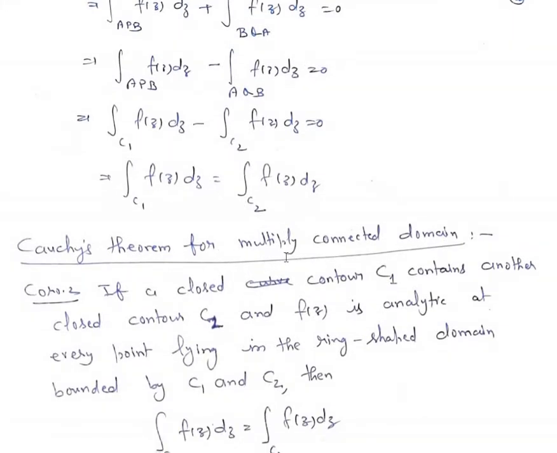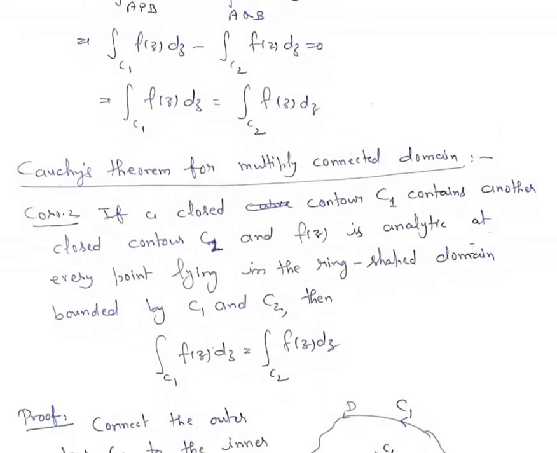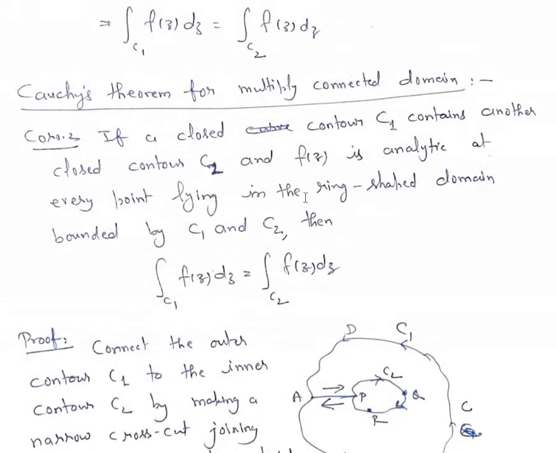Now, let us come to Cauchy's theorem for multiply connected domains. So, what does this state? This states that if a closed contour C1 contains another closed contour C2, means this is one closed contour C1 and inside C1 we have another closed contour C2, with the same direction as C1. And suppose that f(z) is analytic at every point lying in the ring shaped domain bounded by C1 and C2, means f(z) is analytic in this region, then we have to show that the integral over C1 of f(z) dz is the same as the integral over C2 of f(z) dz.